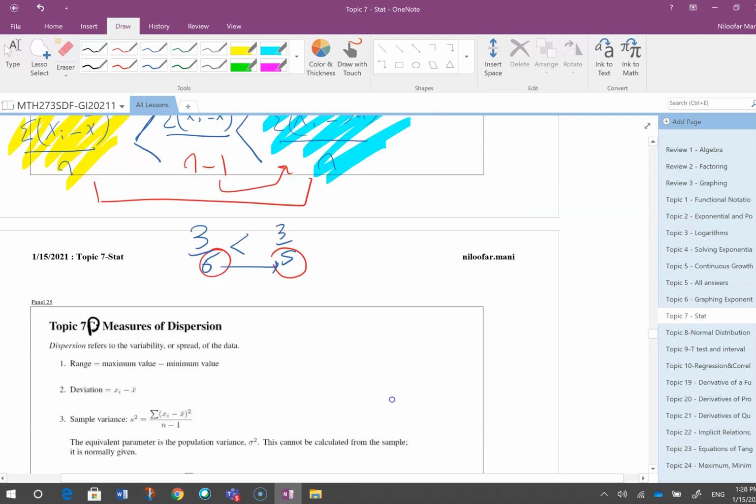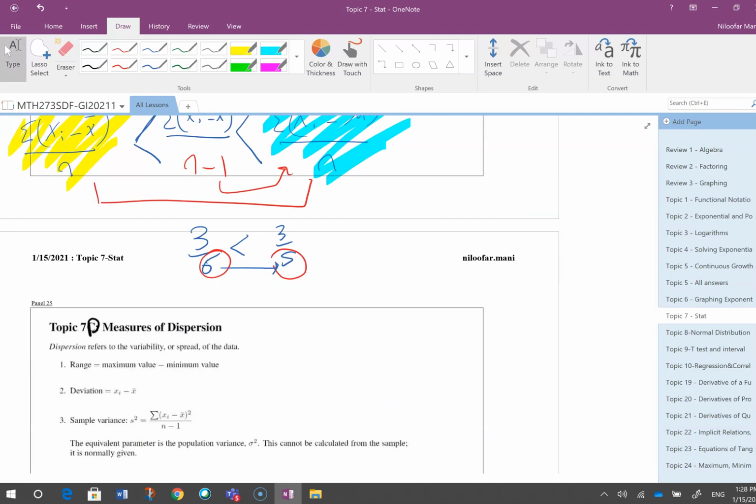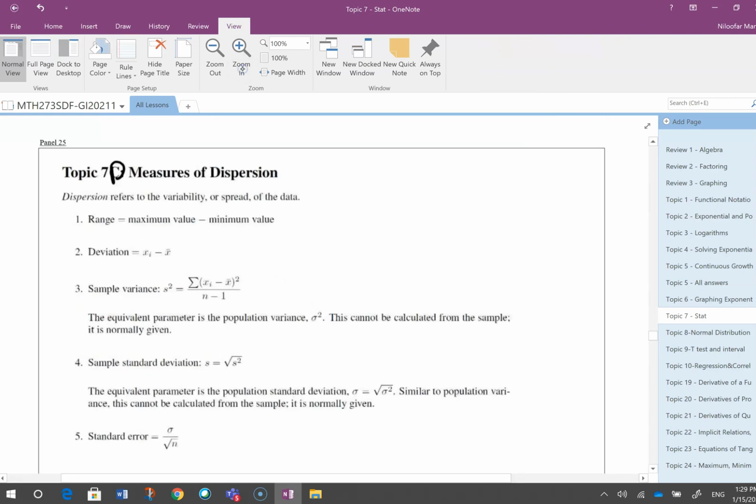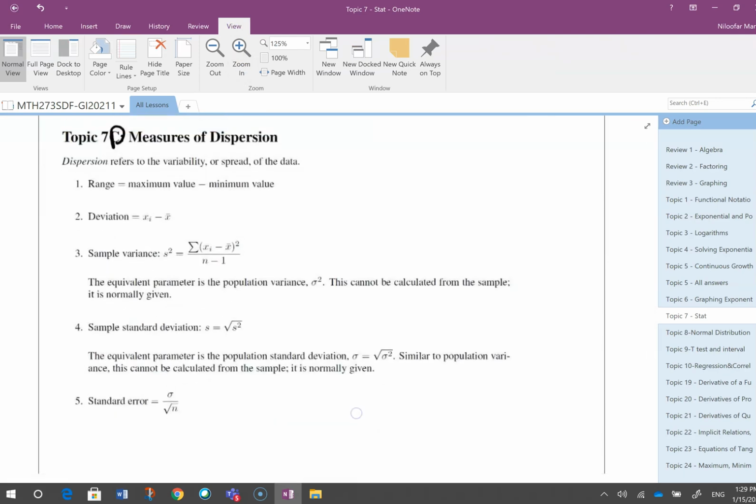Okay? So these are just pages that are talking and summarizing what I said. For example, if I have all xi, let me just zoom in. Okay, so the range is maximum minus minimum. So maximum minus minimum is the range.